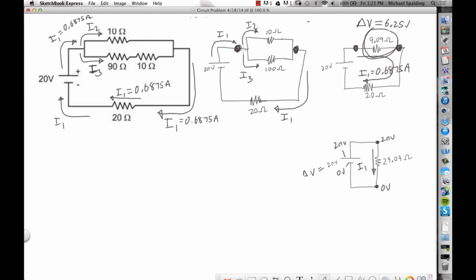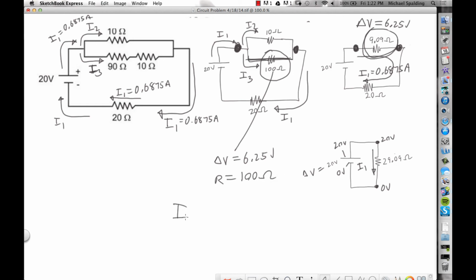So what's going to be the delta V from here to here, between these two points? 6.25, right? It's the same thing. So basically, if we look at this 100 ohm resistor right here, what's the delta V across that resistor? 6.25. It's the voltage from that point to that point, just like over here, from that point to that point was 6.25. Okay, what's the resistance through this branch right here? 100 ohm.